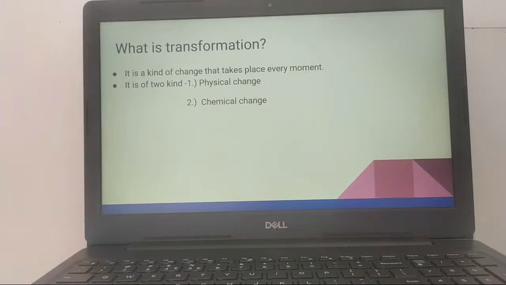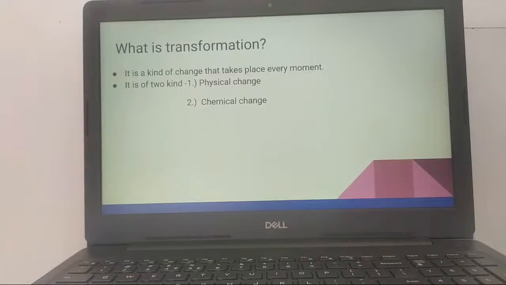Now, this transformation is of two types. Transformation means a change. Changes are of two types: physical change and chemical change. When we talk about physical change, let's talk about what a physical change is first of all. A change in which there is no change in the substance.